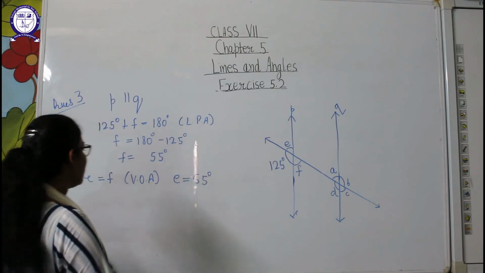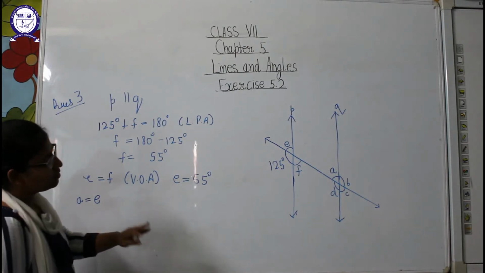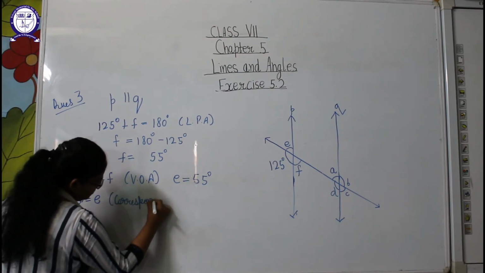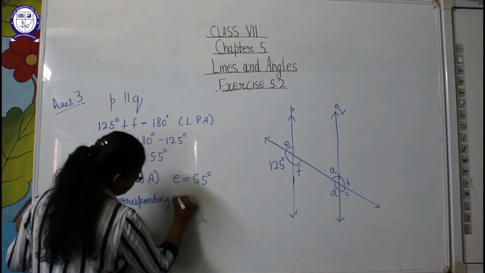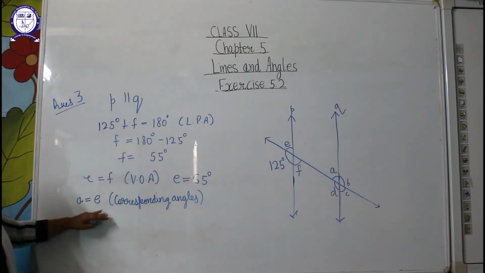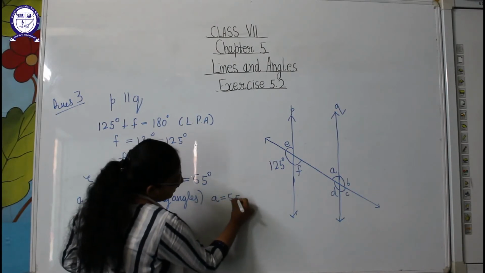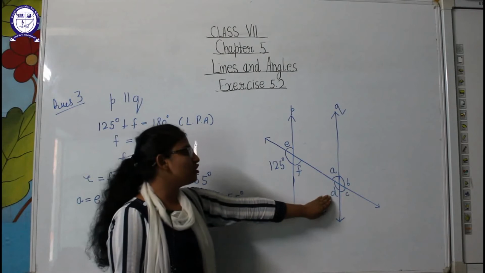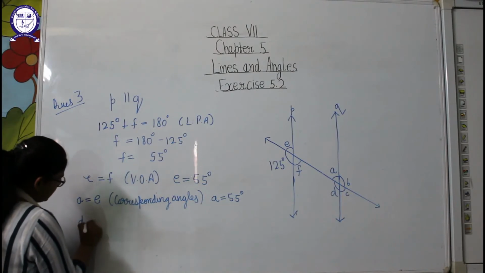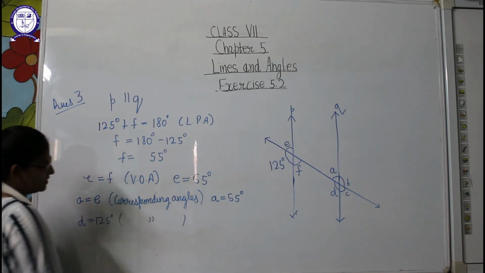Okay, so first of all, A is equal to E because they are corresponding angles. So what is the value of A? Value of A will be equal to the value of E. E is 55 degree, so A will also be equal to 55 degree. Now D is corresponding to this angle. This is 125, so D is also 125 degree. D is equal to 125 degree. The reason is same, corresponding angles.